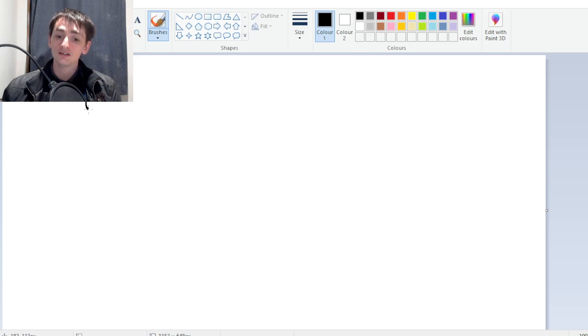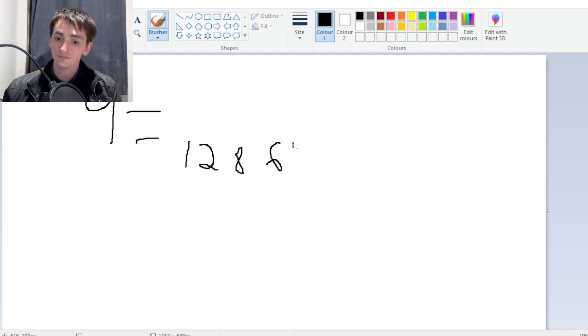convert 9 into binary, well, first we want to make our little table. So we do 128, 64, 32, 16, 8, 4, 2, and 1.